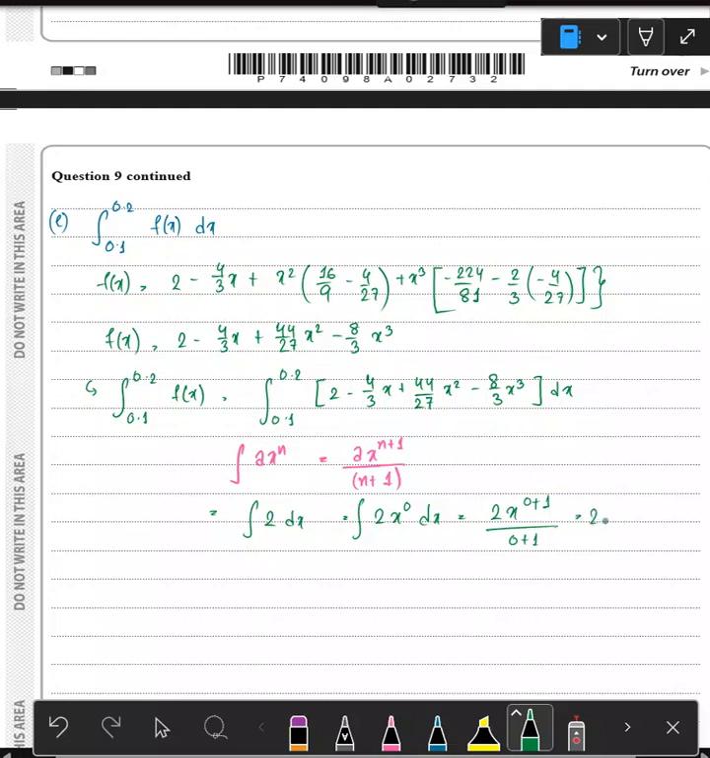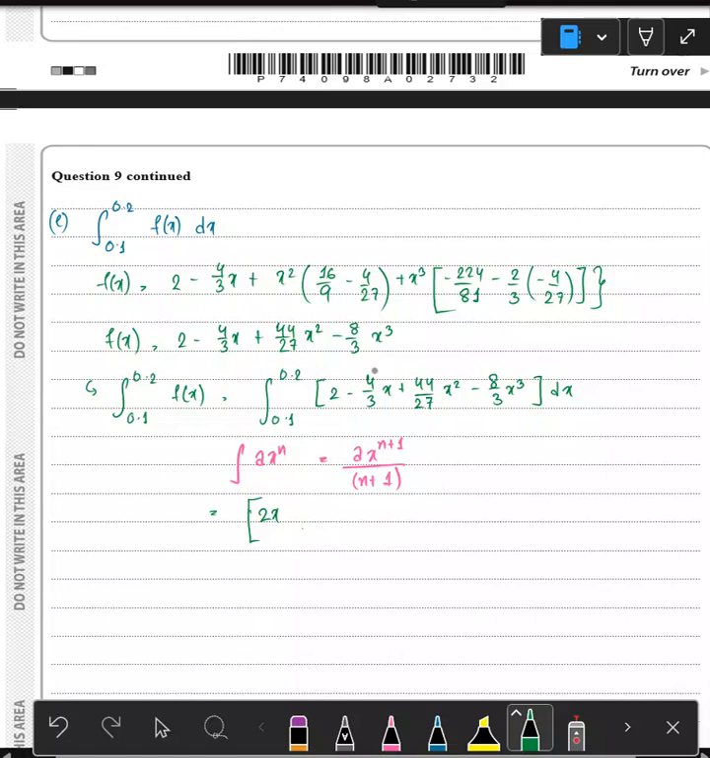So this is just 2x. So integration of 2 is just 2x. So I can just remove this part here. This is to explain. So integration of 2 is just 2x. Those who know that, they can just directly write 2x. So this would be 2x.